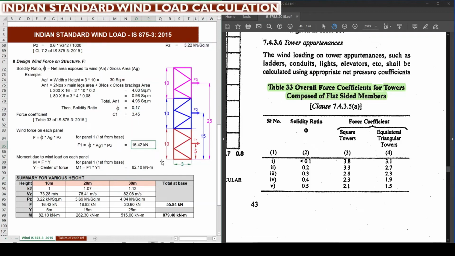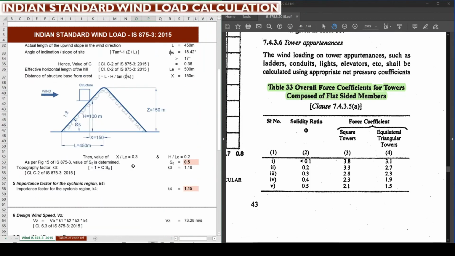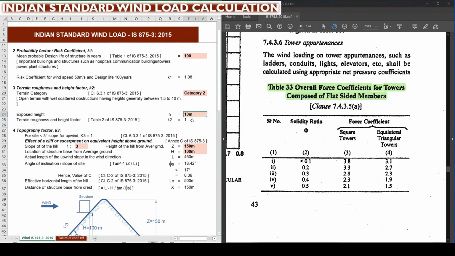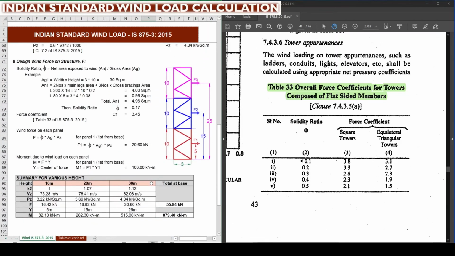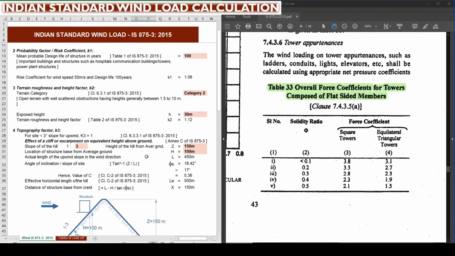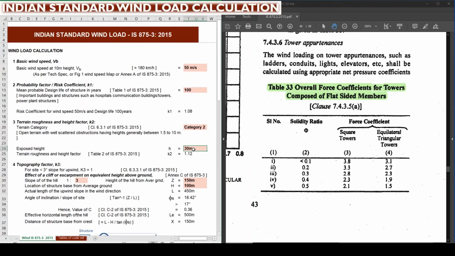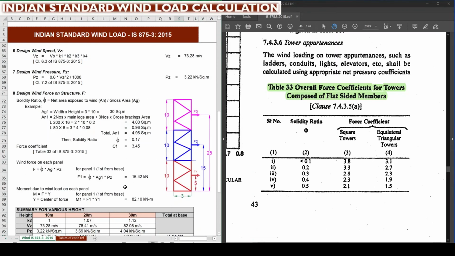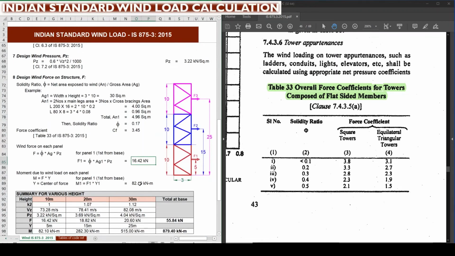So if we want to find out for total height, that is the total height of the tower, we can enter here 30 meter. So we are getting 20.6 kilonewton for the total height. So we can enter here for individual segment. So it is 10.62 kilonewton.